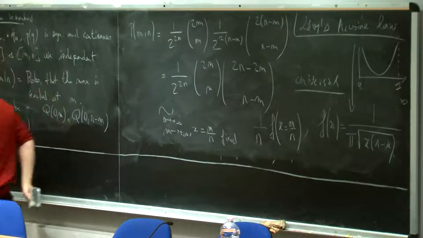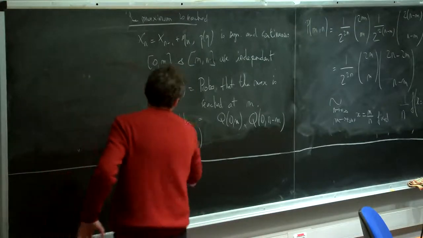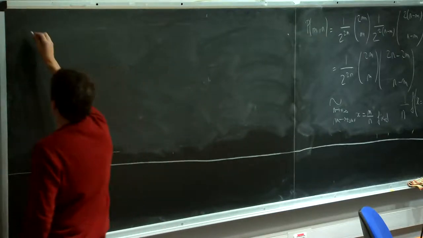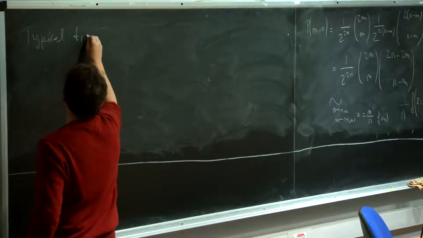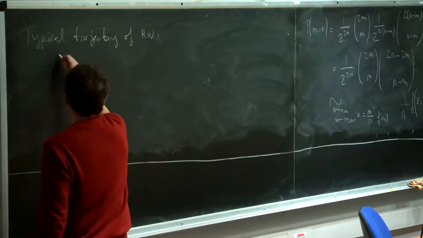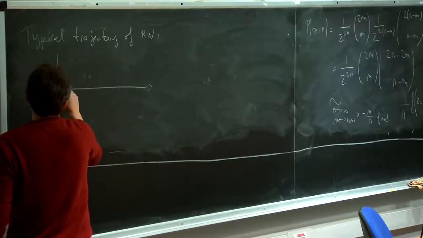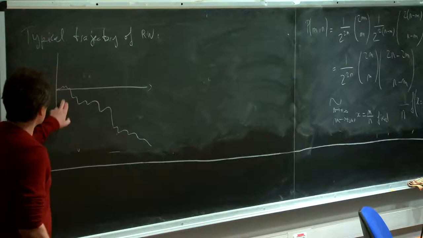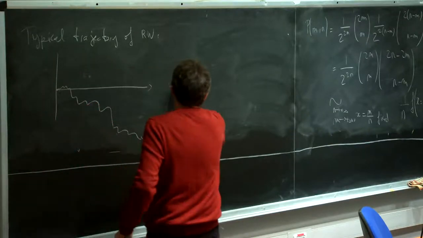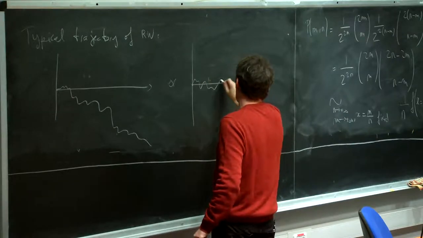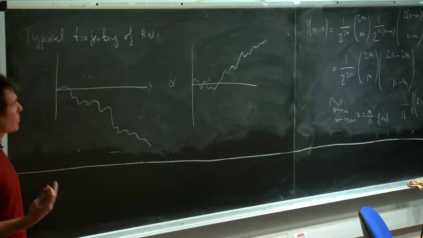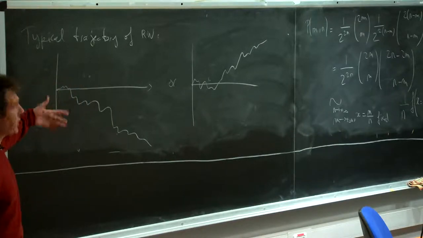Now this has to do with the stiffness of the Brownian motion, if you want to see it as a polymer. A typical trajectory of a random walk is drifting, so it will be either something like this, right? Then the maximum will be reached very close to the origin where you started. Or it will drift the other way. These are the typical trajectories. When you think about a random walk, most of the trajectories look like that.